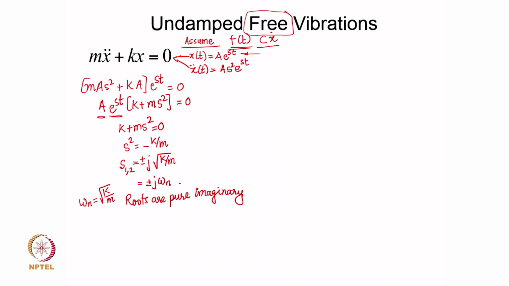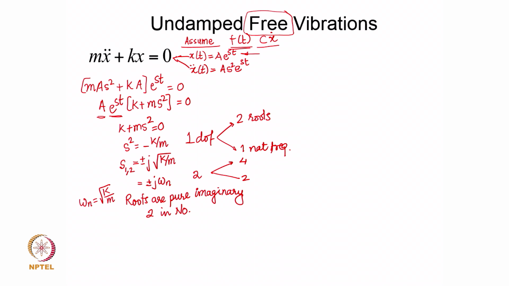So, the roots are two in number for a single degree of freedom system. So, for a 1 degree of freedom system, there are two roots which are imaginary, and there is only one natural frequency omega n. And if you extrapolate, it will be clear that if you have 2 degrees of freedom, there will be 4 roots, and there will be 2 natural frequencies, and so on, right.